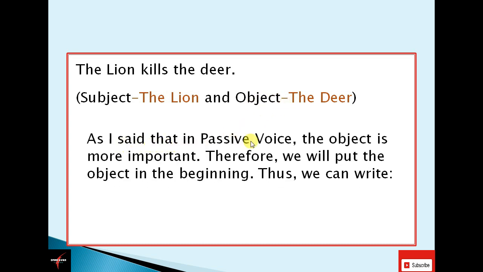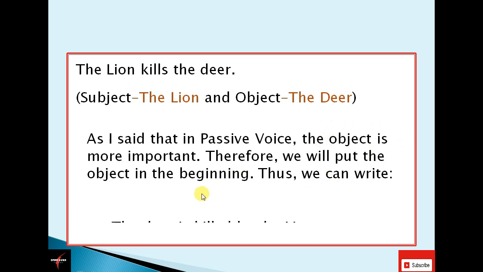As I said, in passive voice, the object is more important. Therefore, we will put the object in the beginning of the sentence. So we can write it in this way also. If we have to change active voice into passive voice, so in passive voice we know that the object is more important. So whatever is important comes in the beginning. So object we will put in the beginning. So we can write it in this way.